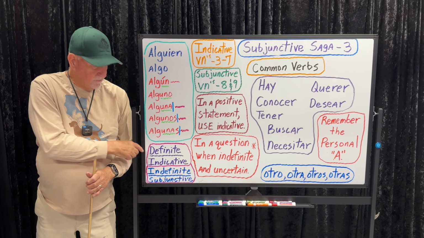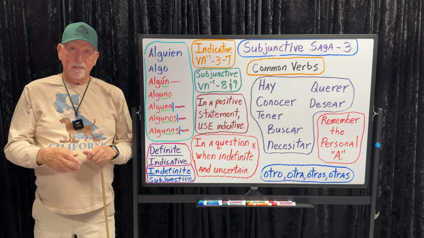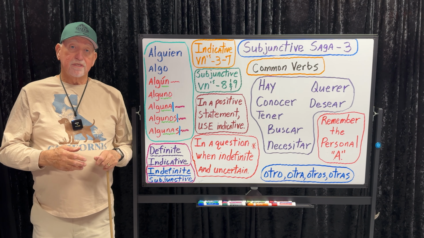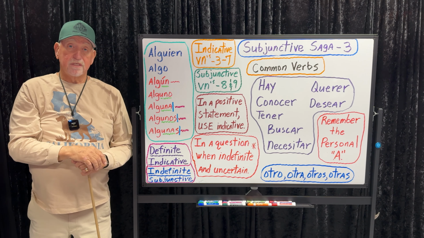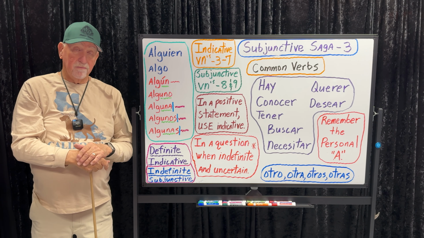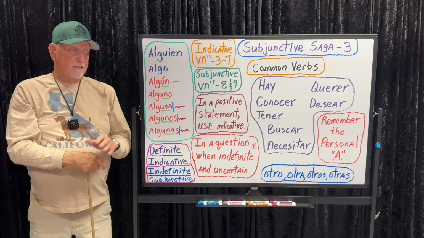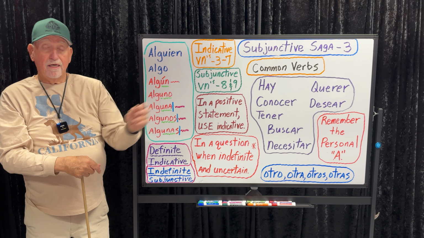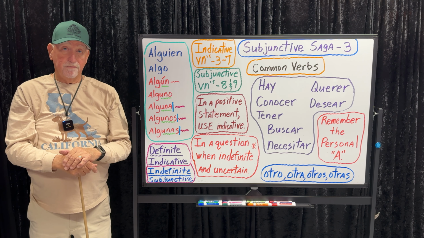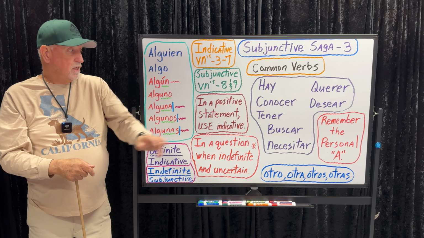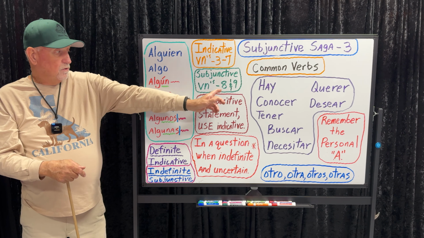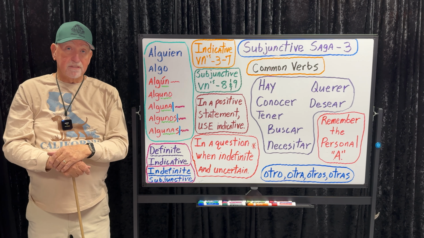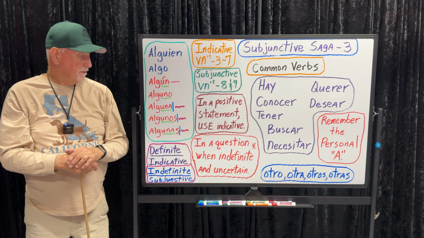If you describe something that's definite, something that's certain, you're going to use the indicative. And when we say indicative, we mean verb numbers 3 through 7. Present, preterite, imperfect, future, and conditional. Today's lesson will focus solely on the present tense, verb number 3. When we say subjunctive, we're talking about verb numbers 8 and 9. Today's lesson will focus solely on verb number 8, opposite vowel, present subjunctive.